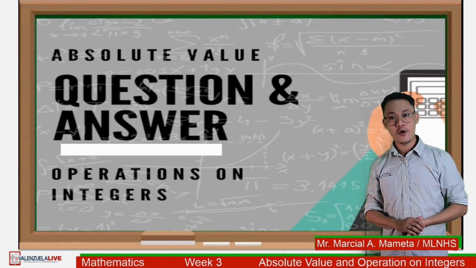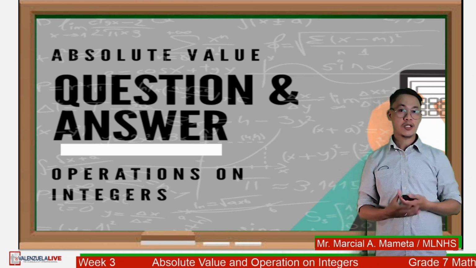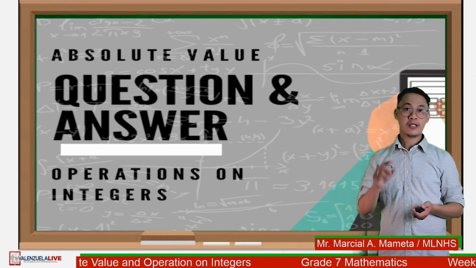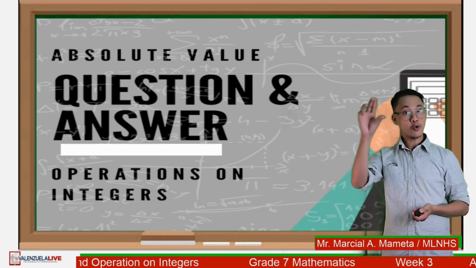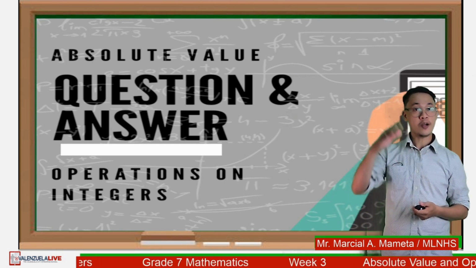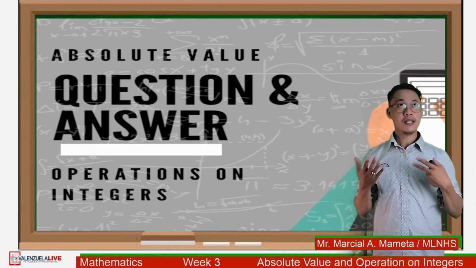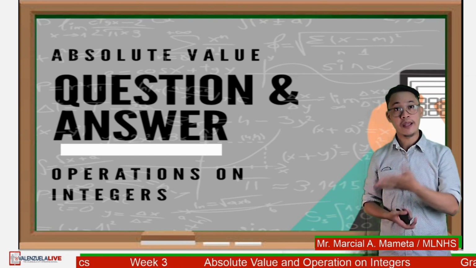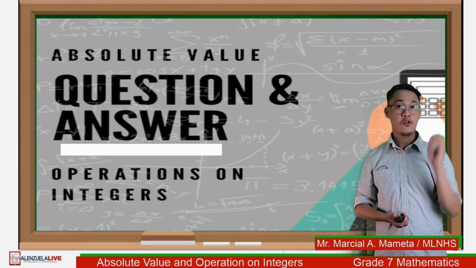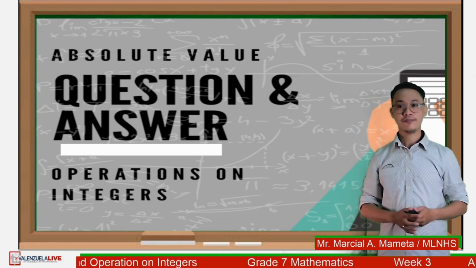Sir, how do we know if the quotient of two numbers is positive or negative? Okay, when we divide a positive number by a negative number, the answer is negative. When we divide two negative numbers, the answer is positive. When we divide two positive numbers, the answer is positive. The rules are simply the same as multiplying integers. So dividing the same signs, the answer is always positive. Dividing different signs, the answer is negative.